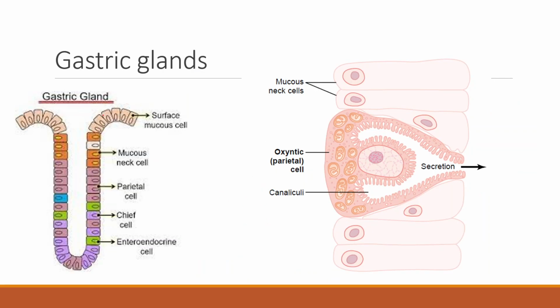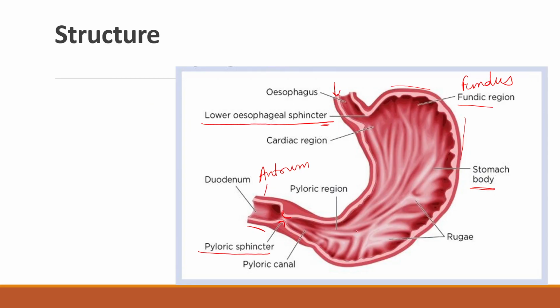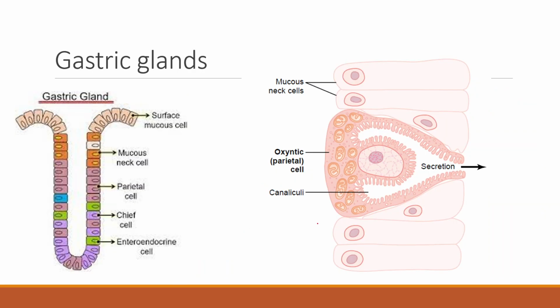If you look at this structure, you can see there are foldings present in the stomach to increase the surface area, which we call rugae. If we see the microscopic structure of the rugae, we can see that there are gastric pits present over here, having various cells.